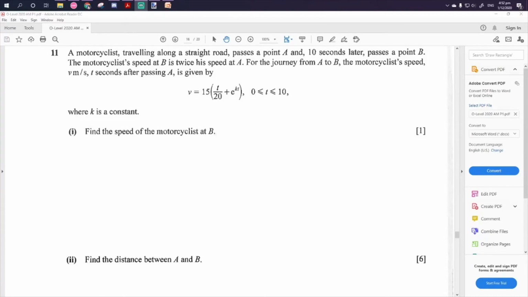Question 11. Based on the fact that for question 11 part 2, there were many different answers by students, I think this is the most difficult question in this paper 1. A motorcyclist traveling along a straight road passes a point A and 10 seconds later passes a point B. The motorcyclist's speed at B is twice that at A. For the journey from A to B, the speed is given by v = 15t/20 + 15e^(kt), where k is a constant. Find the speed of the motorcyclist at B, and find the distance AB.